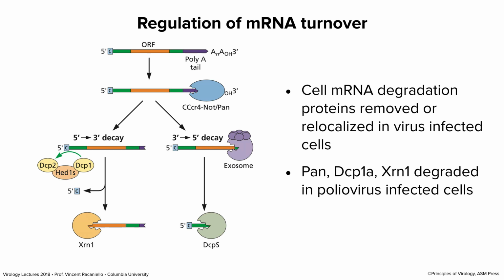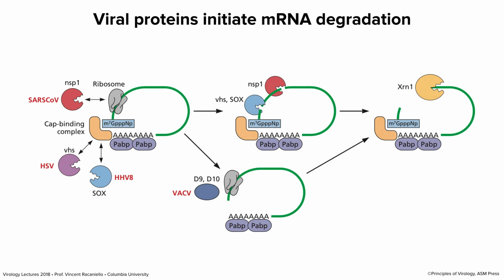These are not only cell mechanisms for regulating their own mRNAs, but they are used to degrade viral mRNAs when they're produced in cells. So, as you might guess, viruses encode antagonists. And here's one example in cells infected with poliovirus. These nucleases, PAN, DCP, and XRN1 are all degraded in poliovirus infected cells, so as to allow the viral RNAs to exist without being degraded. The other side of the coin is some viruses encode proteins that chew up the host mRNA. So the host has its own set, and then the virus makes its own as well.